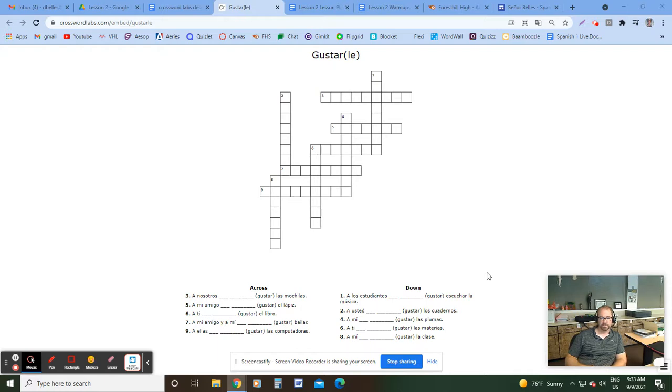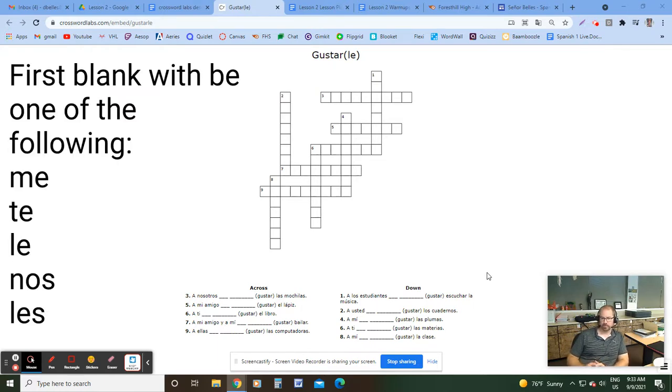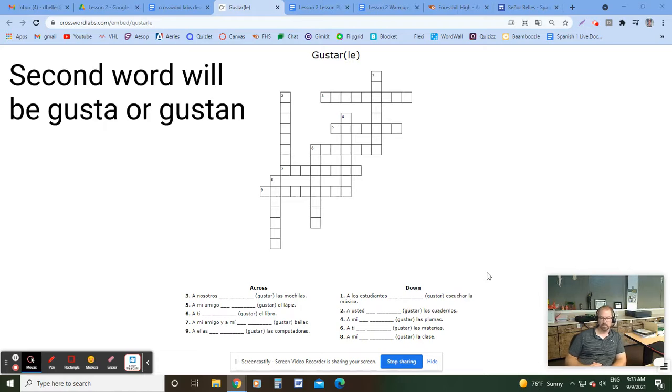So each sentence has two missing words in the middle of it. The first word for each sentence is either going to be me, te, le, nos, or les. And then the second word will be either gusta or gustan.